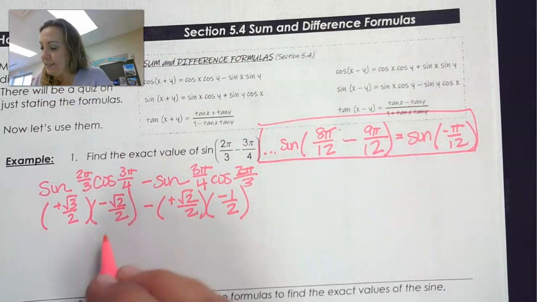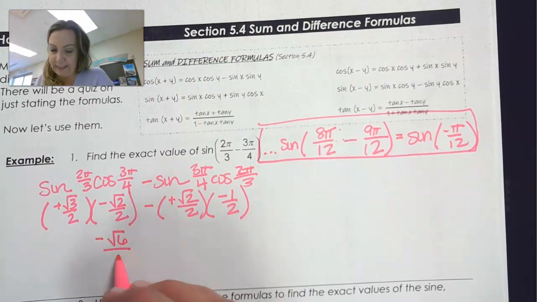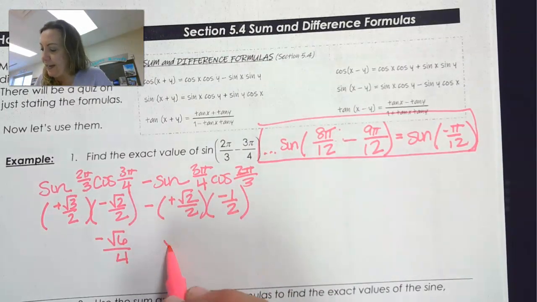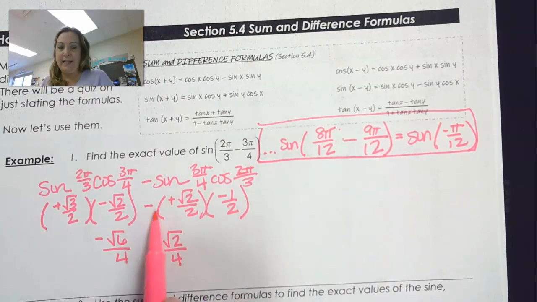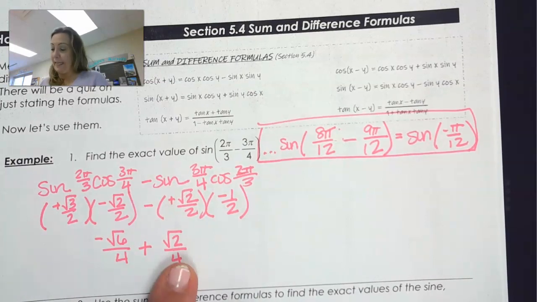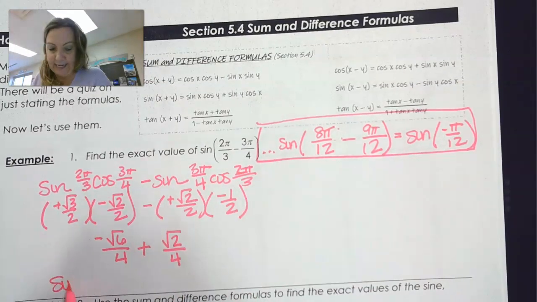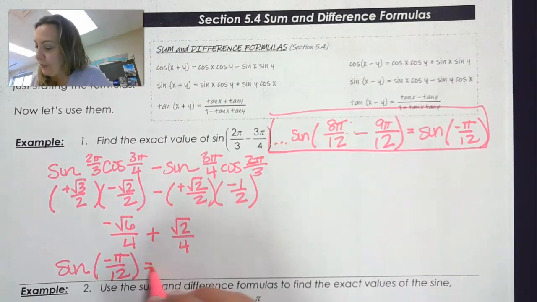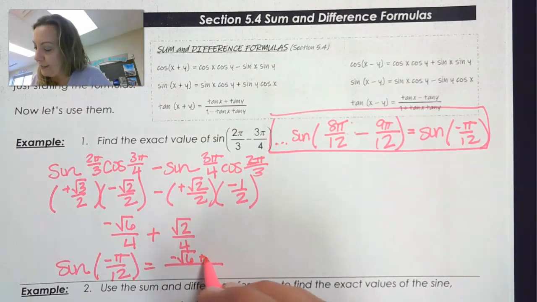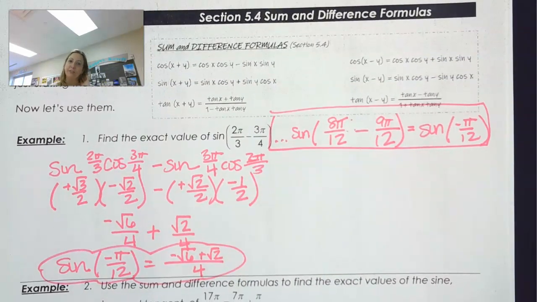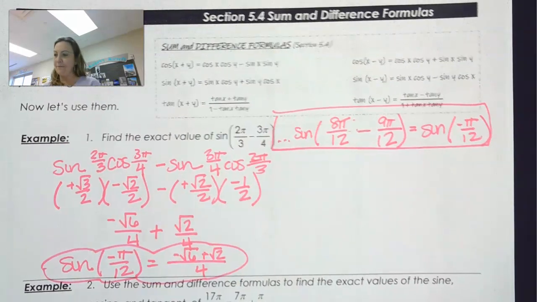So if I multiply these together, that gives me negative root 6 over 4. And then if I multiply here, I have root 2 over 4. And I have two negatives, which is going to become a positive. Notice that we have the same denominators, so we can just say that the sine of negative pi 12, since that's what it was equivalent to, is going to be equal to negative root 6 plus root 2 all over 4, okay? So we'll combine our like fractions at the end. These we can't combine together, okay?